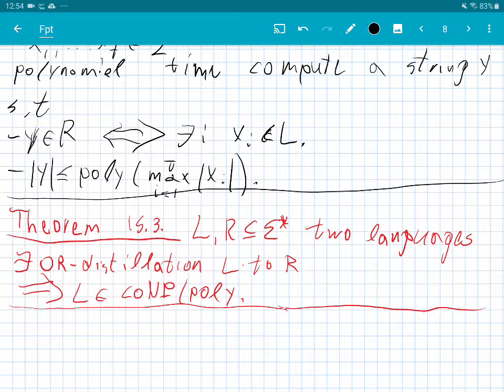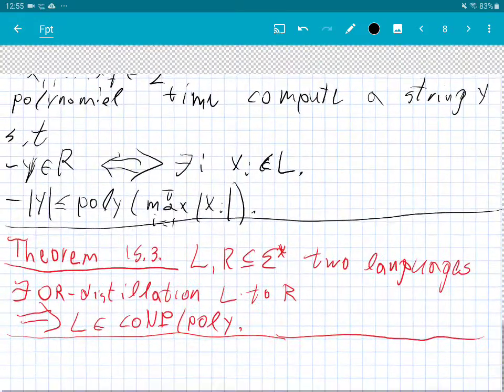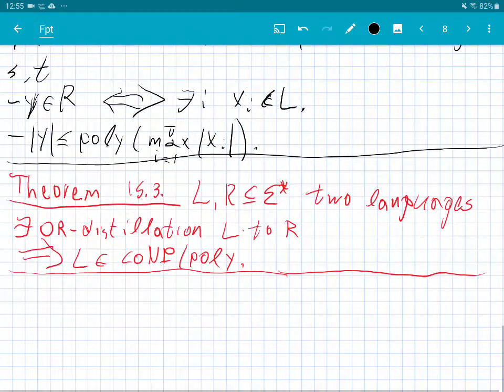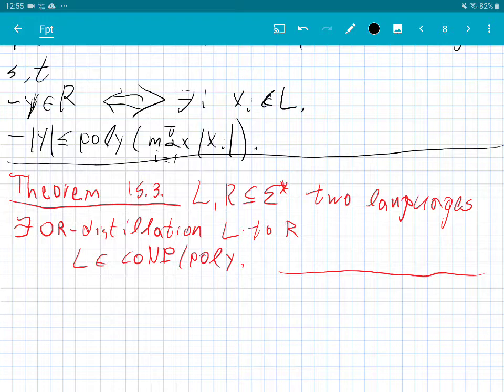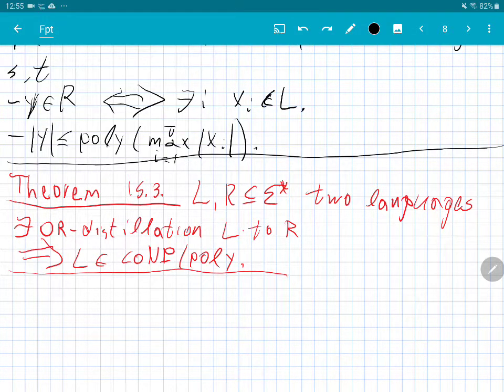Okay, so the claim that I'm going to prove is the following. If there is an OR distillation between two languages, L and R, then L is in co-NP/poly. The amazing thing about this theorem is that we assume nothing about the language R. R can even be undecidable, right? It's pretty amazing.